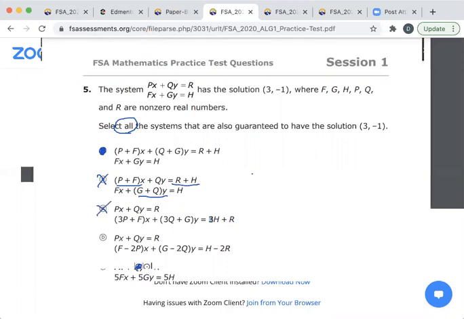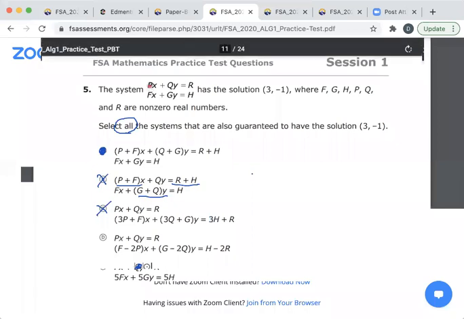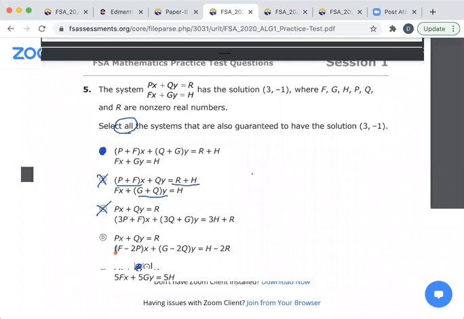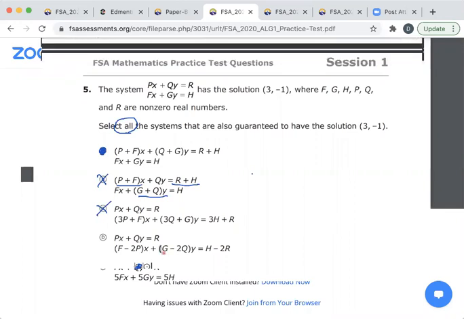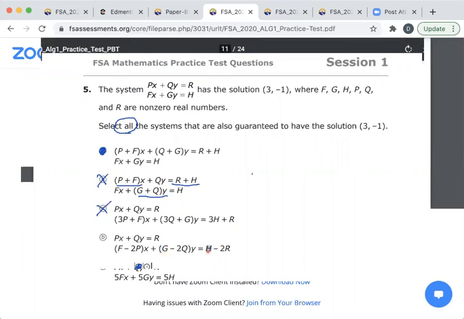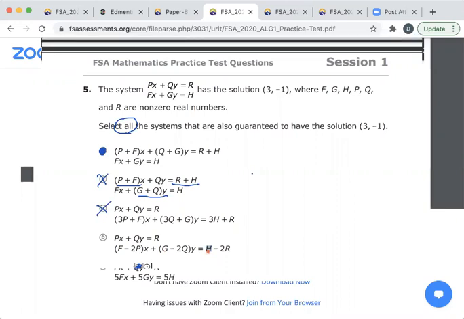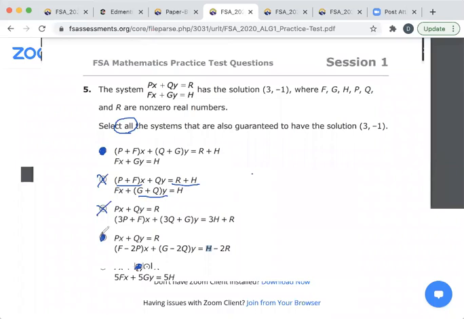Looking at D, let's see, we have Px plus Qy equals R, that's the same. And then for the second equation, we have F minus 2P, so that's 2P from the top equation, G minus 2Q, so that's 2 times Q from the top equation, and then H minus 2R, and that's 2 times R from the top equation. So this one is consistent all the way through. So D would be one of the answers.